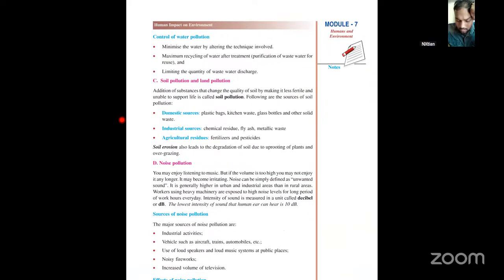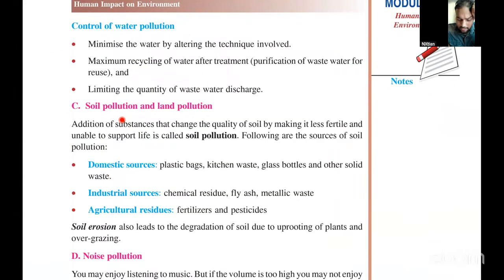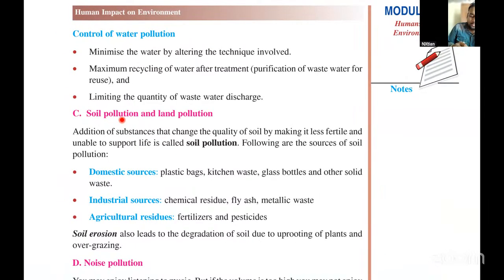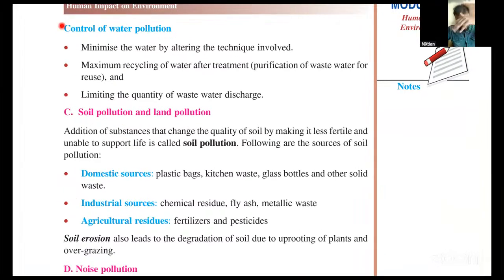Okay, so the cause of water pollution. What is the cause of water pollution? How does it happen? So we're going to learn this, and I request Sam.